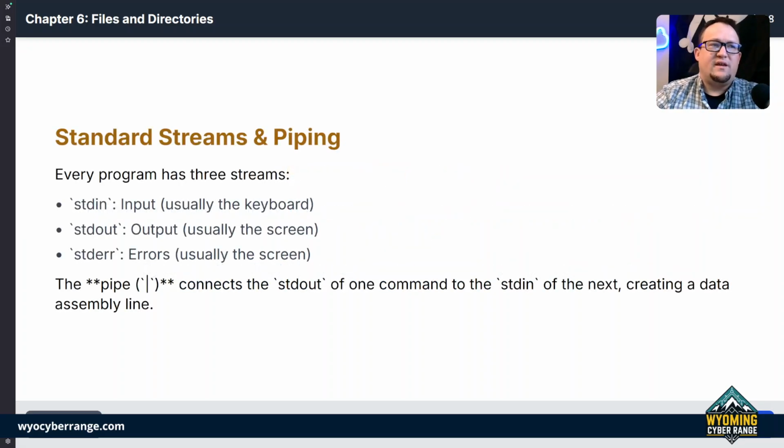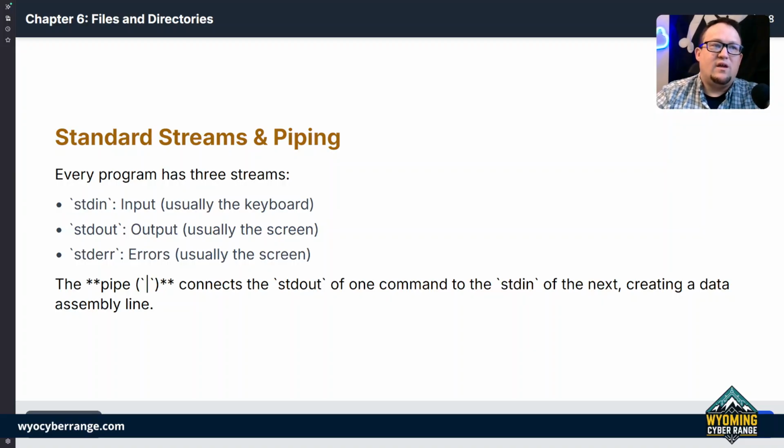There's a couple different things that you need to know about. There's three streams on all Linux operating systems that we need to know. There's the standard in, which is the input. Usually this is our keyboard, but it doesn't have to be the keyboard. Our standard out is usually the screen. What is coming to the screen itself? We have standard error, which tells us all the errors for a certain process.